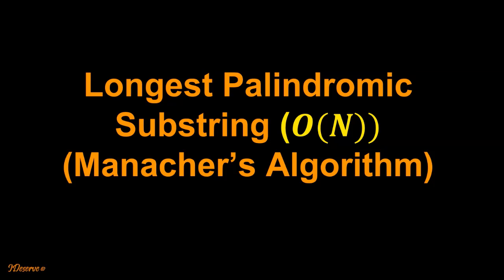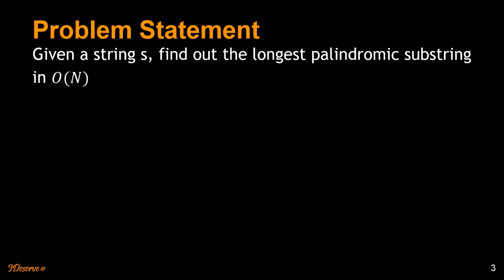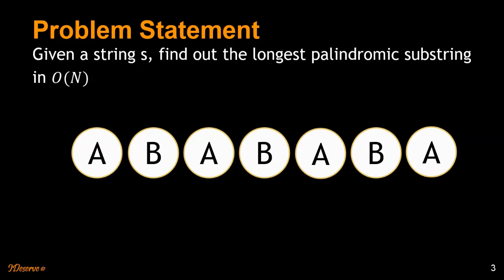Today I'm going to talk about longest palindromic substring in order of n using Manacher's algorithm. So given a string S, we need to find out the longest palindromic substring in order of n. For example, if we have a string like this, ABABABA, the longest palindromic substring of this is the whole string. We have multiple palindromes here, ABA, BAB, ABA, and so on. But we want to find out the longest palindromic substring.